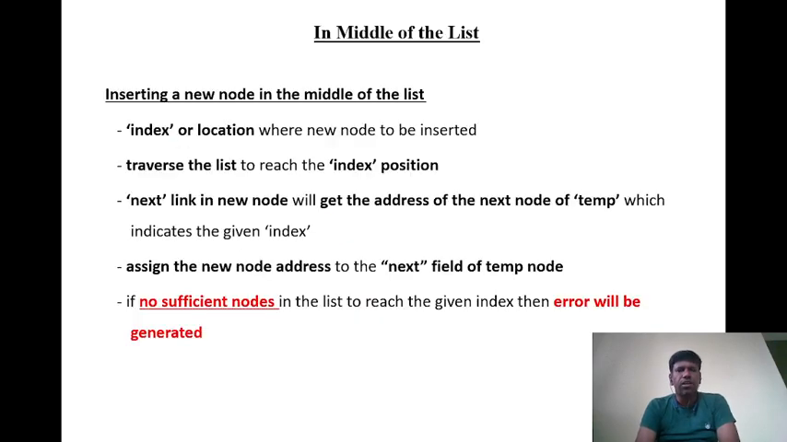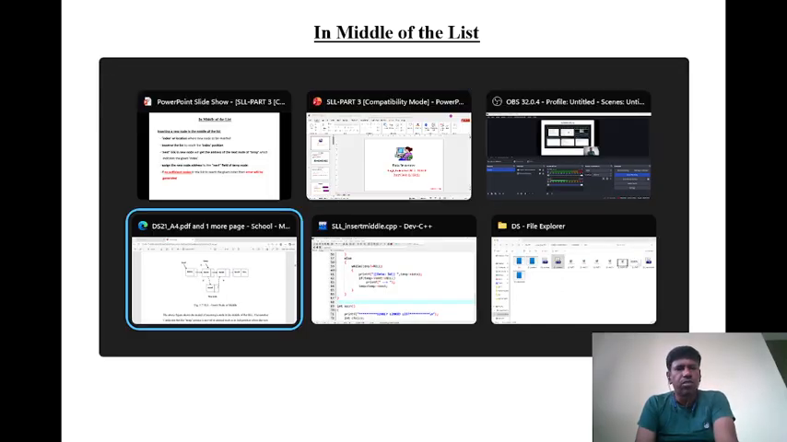So, inserting a new node in the middle, we have to take a location. Here you can see that, we have to take the location after which we want to insert the node. What happens is we have to use a temporary pointer to reach the particular node position. Afterwards, you can insert the node in between the current node and the next node. One thing we have to check here: if we don't have a sufficient number of nodes in the list, then an error will be generated. I will show you in another model also.